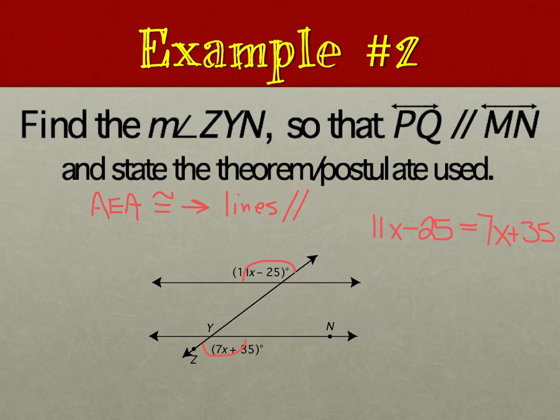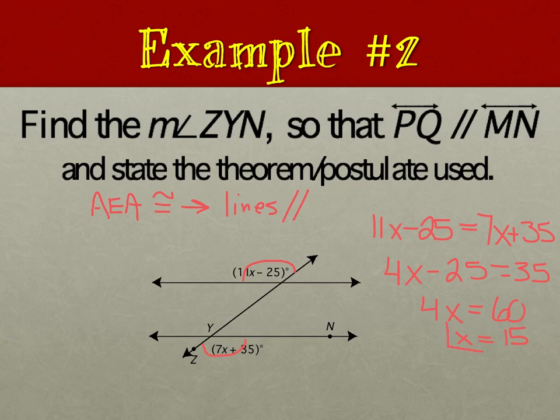All right, I'm going to subtract 7x from both sides. I get 4x minus 25 equals 35. Add 25 to both sides. I'm going to get 4x equals 60. Divide both sides by 4. We get x equal to 15.